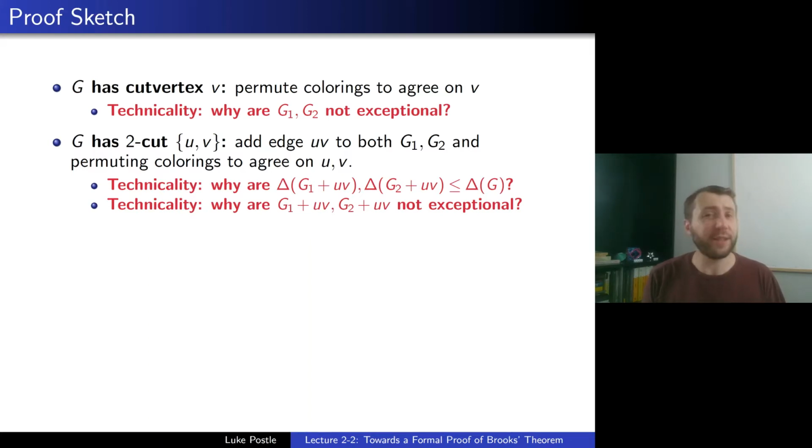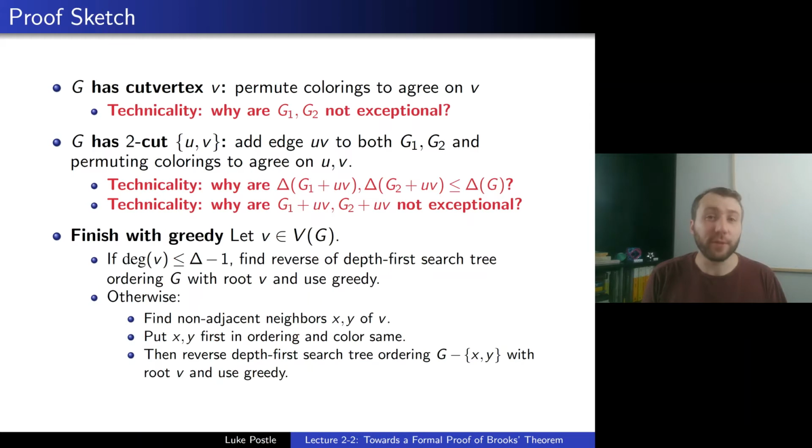This, however, led to two new technicalities. One, why is the maximum degree of these two graphs, when you add the edge, smaller than the maximum degree of G? The other technicality being, again, why are these new graphs not exceptional, complete graphs or odd cycles? We'll answer both of those technical questions when we get to that part of the proof.